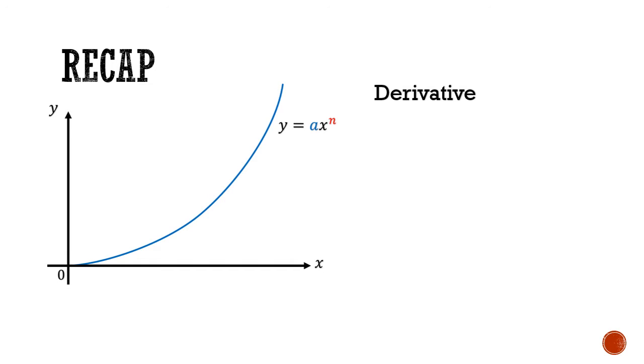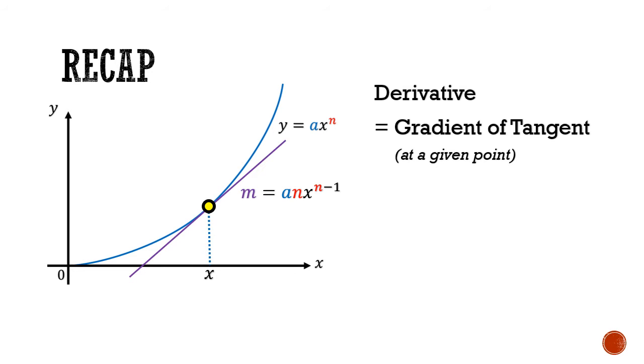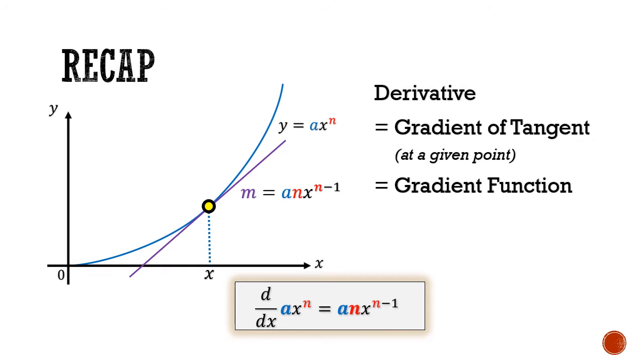In the last video, we started on the concept of the derivative. For any given function at any given point, the derivative will tell us the gradient of the tangent at that point. We can also call it the gradient function. We have also learned that for power functions, the derivative of ax^n is anx^(n-1). Basically, we bring down the power and multiply it to the coefficient, and we subtract 1 from the power.